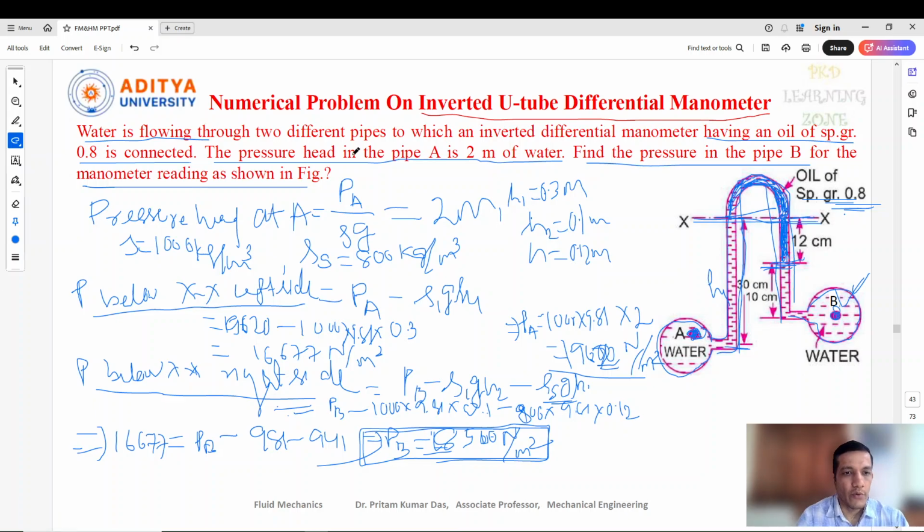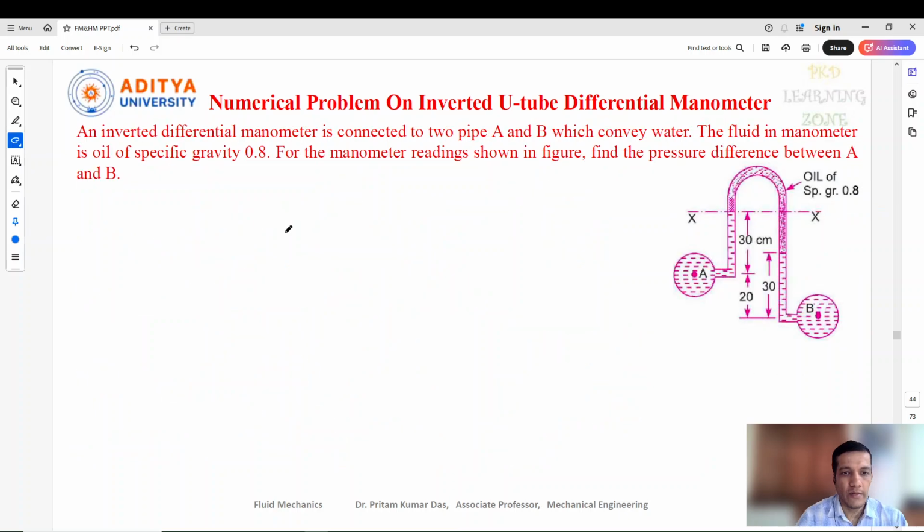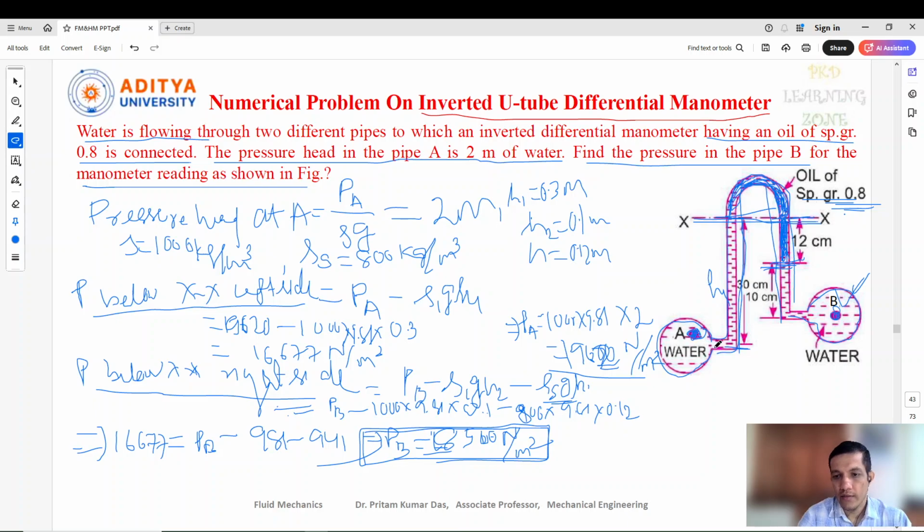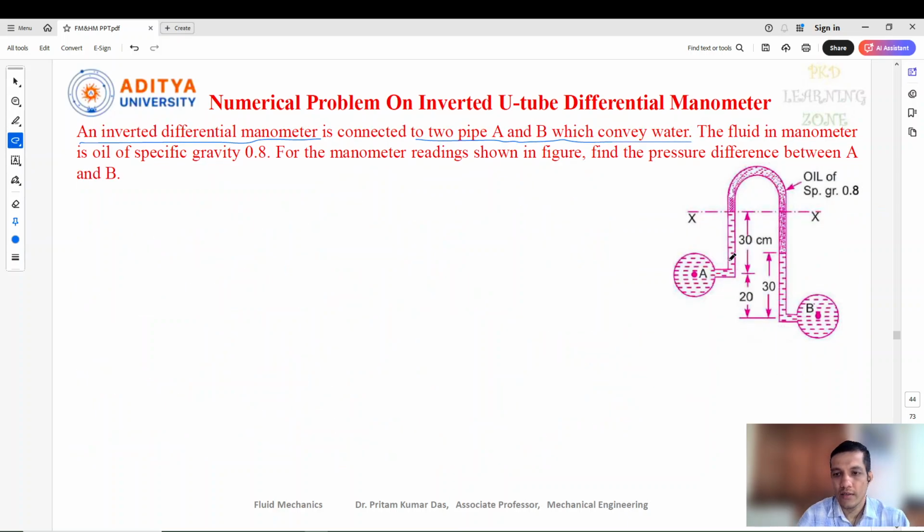So this is one type of question in this inverted U-tube differential manometer. Let's solve one more problem related to this. Okay, here an inverted differential manometer is connected to two pipes A and B which convey water. So previously we have seen the A point was a little bit down and the B point was up. Here a slightly different, reverse arrangement is given. Now this is the A point and this is the B point, and the fluid in the manometer is oil, specific gravity 0.8, for the manometer reading shown in the figure. Okay, find the pressure difference between A and B.